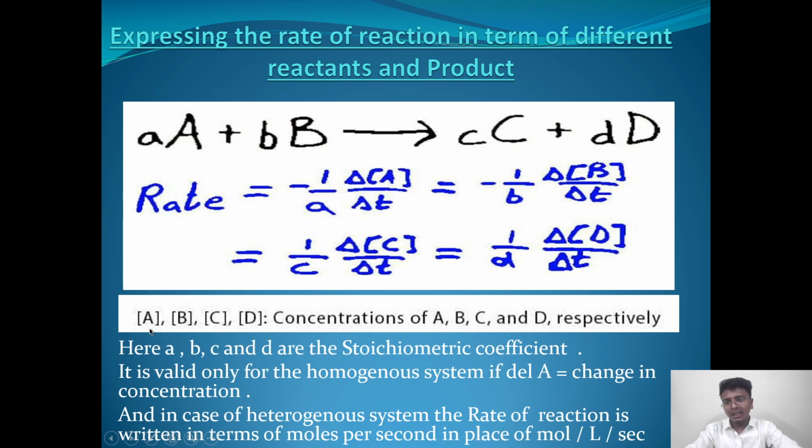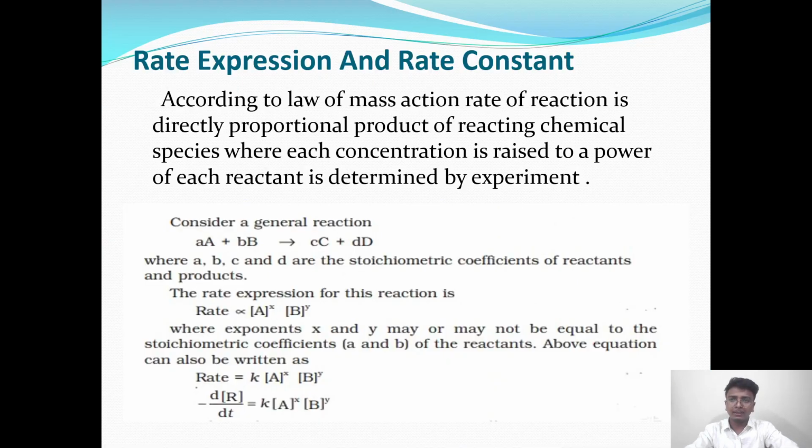Here capital A, B, C, D in the square brackets show that these are the concentrations of A, B, C and D respectively, and this expression is valid for a homogeneous system. If we have a single phase, suppose we have A, B, C, D all in the gaseous phase, then we need to find the rate in terms of mole per liter per second. But when we have a heterogeneous system, then we need to find the rate of a reaction in terms of mole per second. Heterogeneous system means that we have more than one phase.